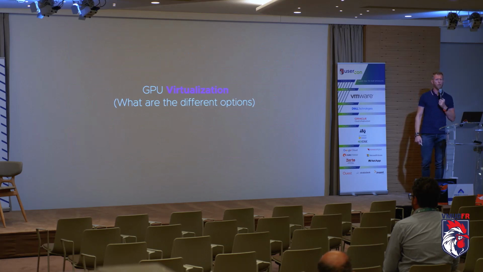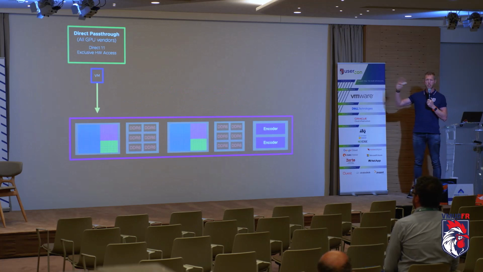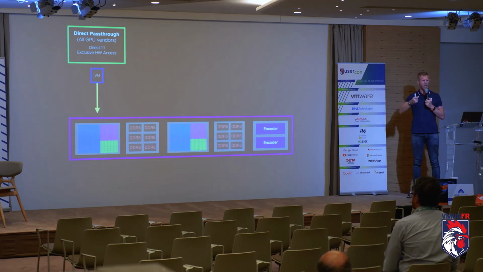So how do you basically assign such a GPU to a virtual machine? We're going to look at the different options. So the first one, that has been here for ages, is direct pass-through. You basically have a single GPU, you assign it to a virtual machine, and that's it. You can use it.